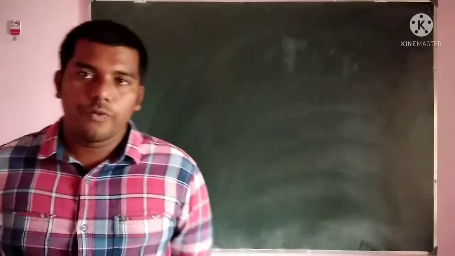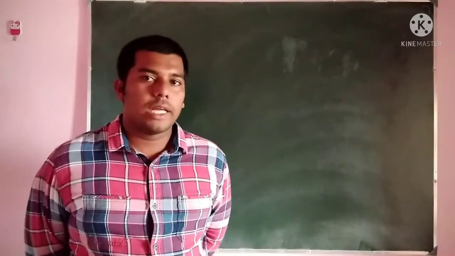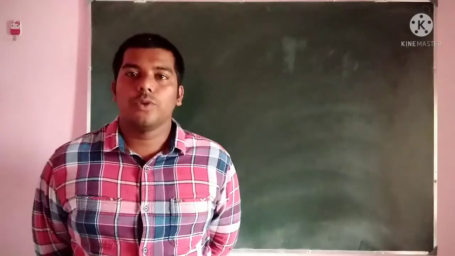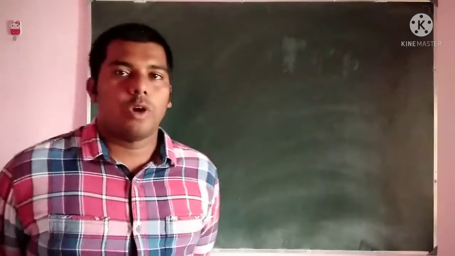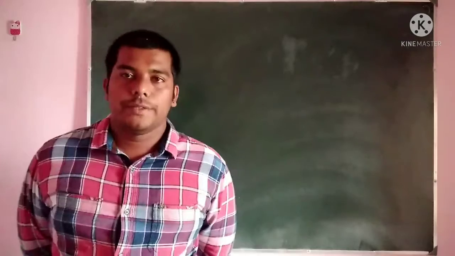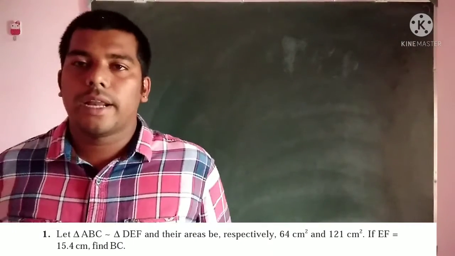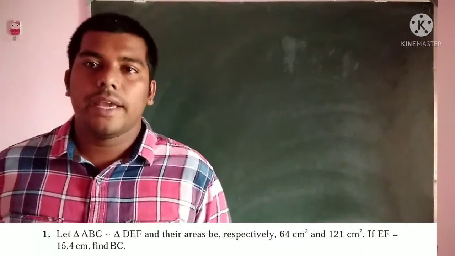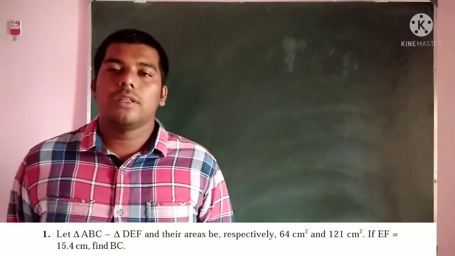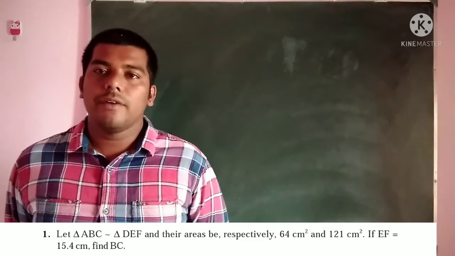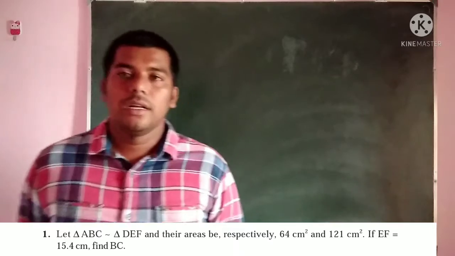The proof of this theorem was already explained in the previous video, so I will give it in the cards. Those who didn't watch, you can watch once so you can understand well. Now let's see the problem. The first question: let ABC be one triangle and DEF another triangle with areas 64 cm square and 121 cm square. They mentioned the length of side EF is 15.4 centimeters, and we need to find BC.